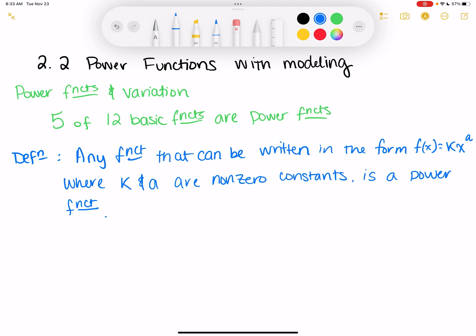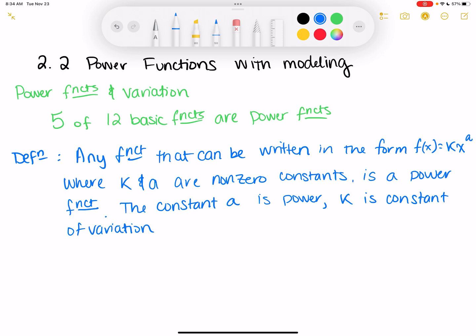Let's see. The constant a is the power. K is the constant of variation, or constant of proportion, another name for it. Another way to write constant of variation, just in short, is COV. So if you ever see that, that's what that means.